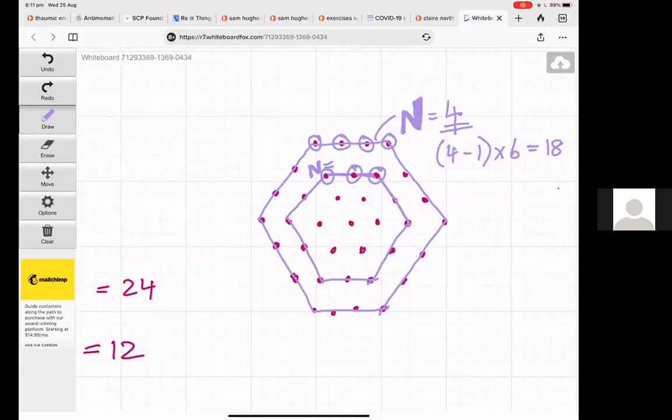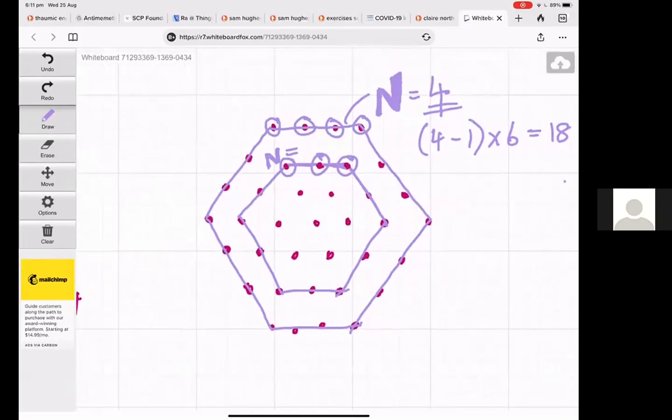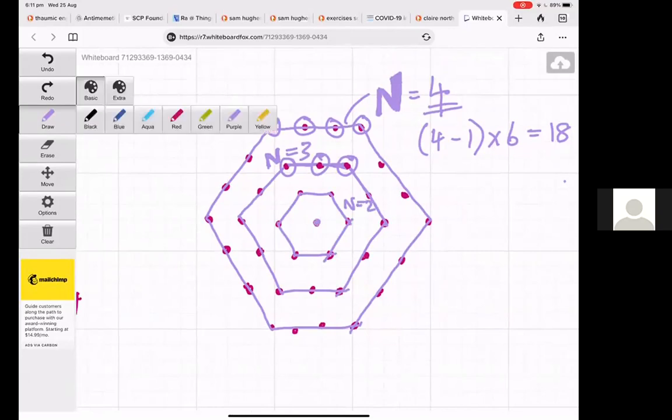Jaden, can you tell me what n is for the smaller hexagon? N equals 3. Okay, good. What about this one on the inside, the even smaller one? N equals 2. Good. Okay, and then this is just 1 dot.